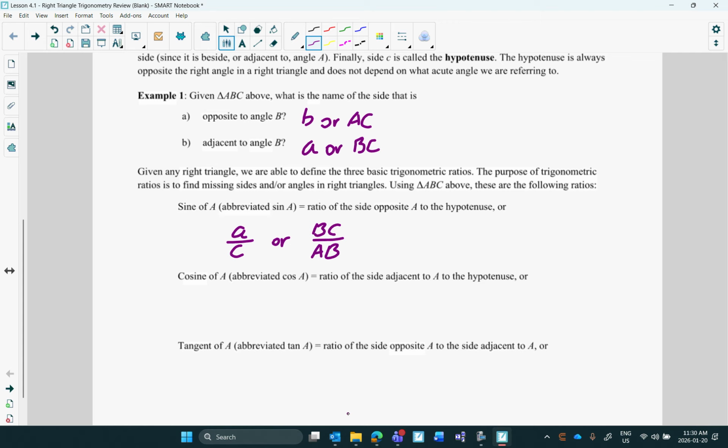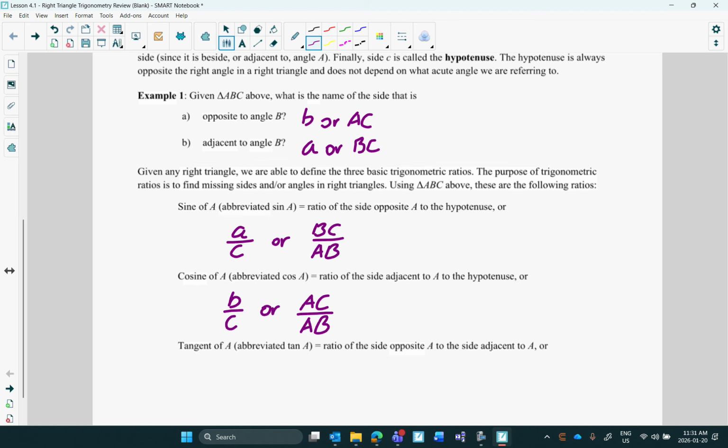The cosine is the ratio of adjacent to hypotenuse. So which lowercase letters would I use there, using the triangle above? What's the name of the adjacent side to A? Little c? Little a? Little b? Give me the lowercase letter. B over C, thank you. Or if I use capital letters, AC over AB. Good.